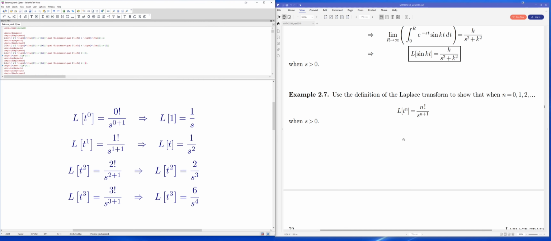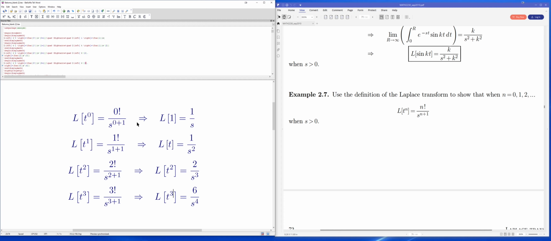Alright, so the next formula for Laplace transform that's useful for us is Laplace of t to the n. This is t to an integer power, so for example t to the 0, t to the 1, t squared, or t cubed. Your general formula is Laplace of t to the n is equal to n factorial divided by s to the n plus 1. And this is for the integer cases: n equal to 0, n equal to 1, n equal to 2, and so on.